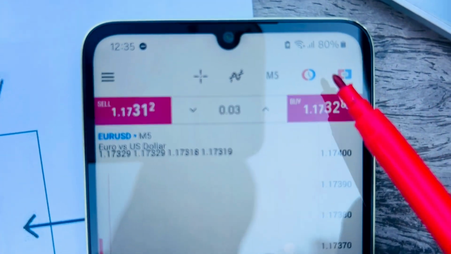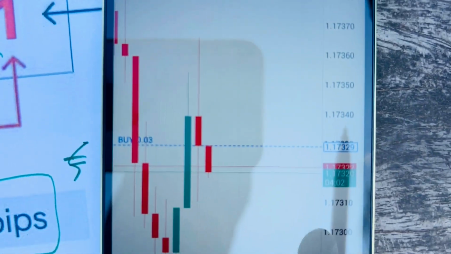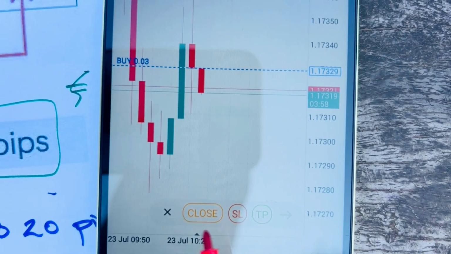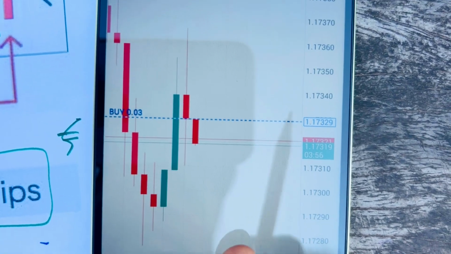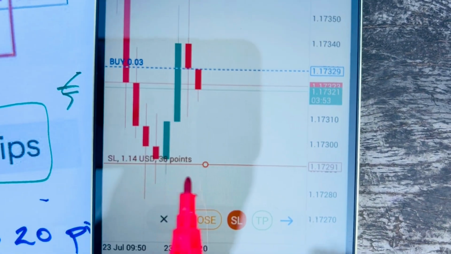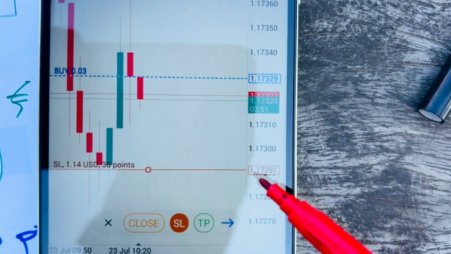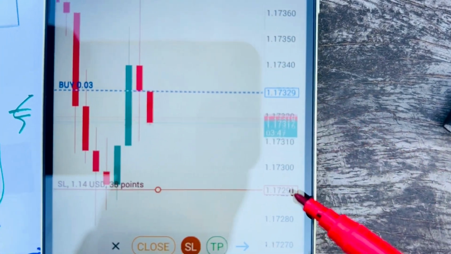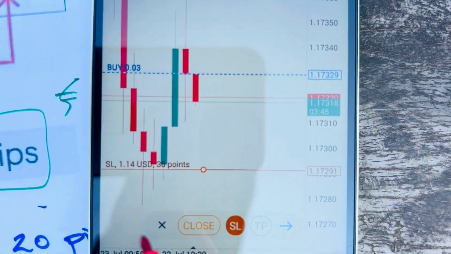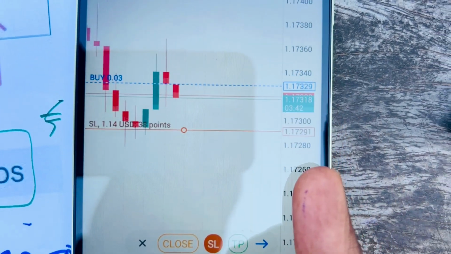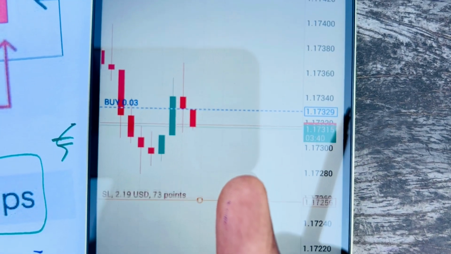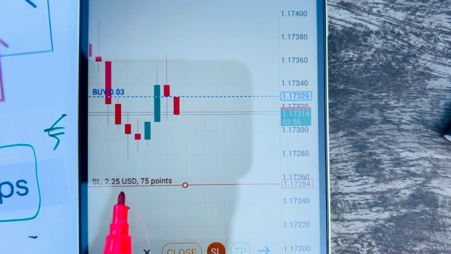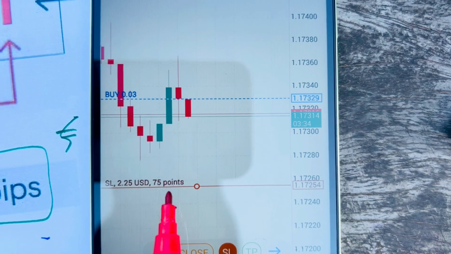So let's tap here, let's tap buy. Now once we tap buy, our order is open, right? We tap on that order, we tap on SL. Now once we tap on SL, we see this horizontal line here. You can see this horizontal line has a price, the price where we made a buy, and the price where we want to set a stop loss. If we tap and hold like this, we can move it a bit down here. You can see that SL, we can set it at 2.25, which is equivalent to 75 points.